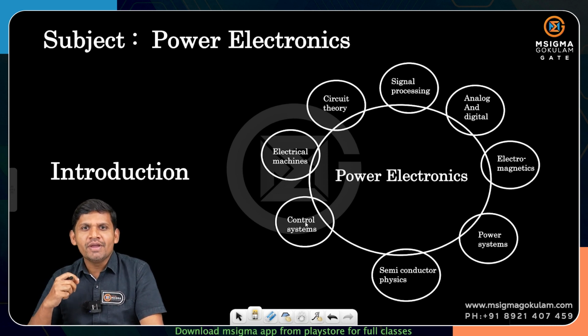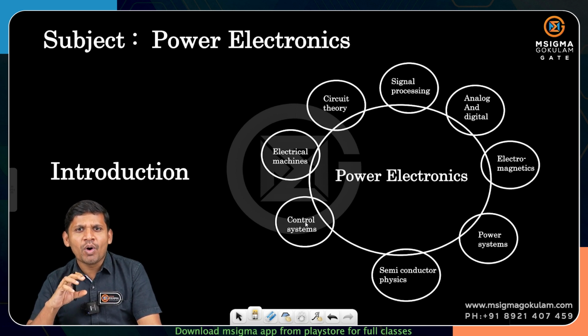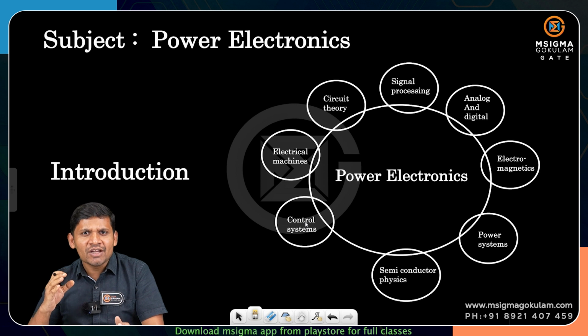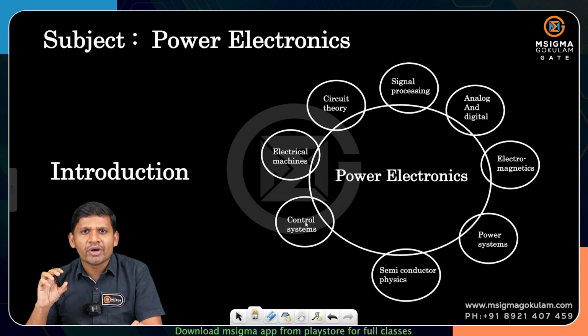Myself Surendra Babu. In this session, I would like to discuss some introduction to power electronics. Students, power electronics is a very important and very interesting subject, and an easily scoring subject for any competitive exams. Mainly from the GATE point of view, it has a very small syllabus and more weightage. That's why it is very important for GATE exams. Who are preparing, don't neglect this power electronics subject, students.